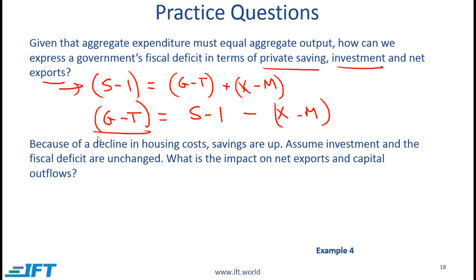The government deficit is equal to savings minus investment minus the net exports. Now I want you to do the next question.